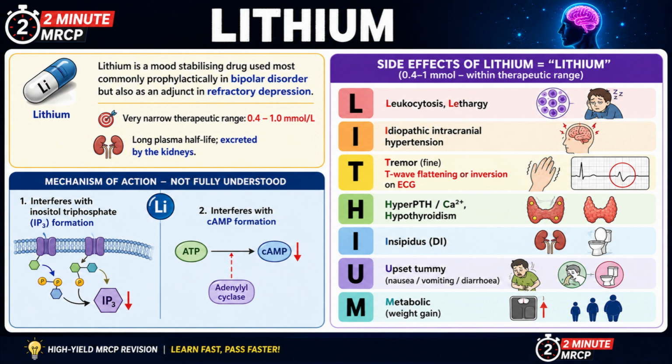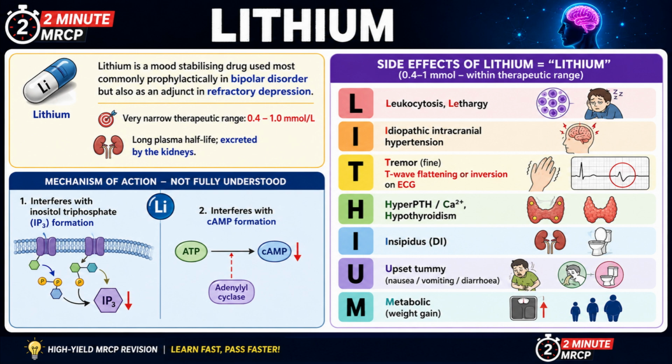Lithium is a mood-stabilizing drug used mainly as prophylaxis in bipolar disorder. It is also used as an adjunct in treatment-resistant depression. Lithium has a very narrow therapeutic range of 0.4 to 1.0 millimoles per liter, so regular monitoring is essential.